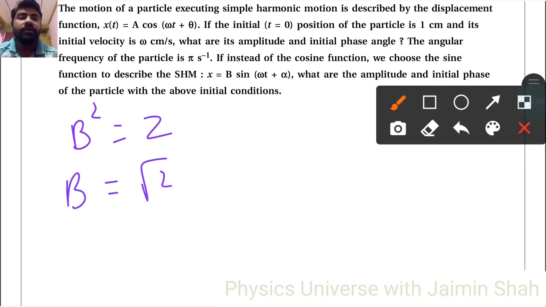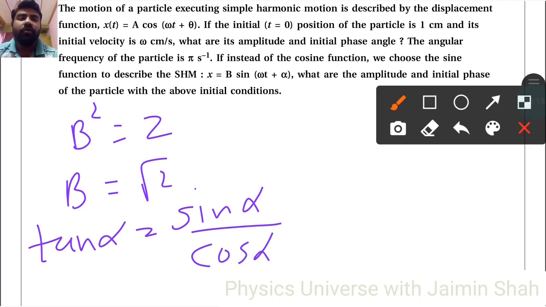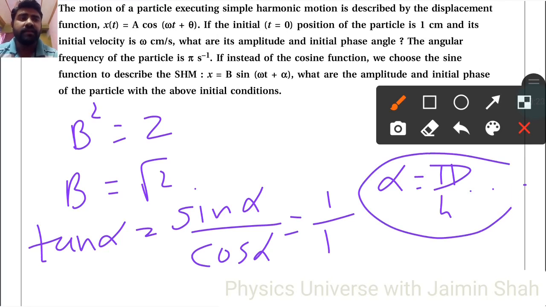Now here we need to find α, right, the initial phase. So tan α is equal to sin α upon cos α. Now both of them are 1 upon 1, so α is π by 4 and so on. So that is our initial phase.